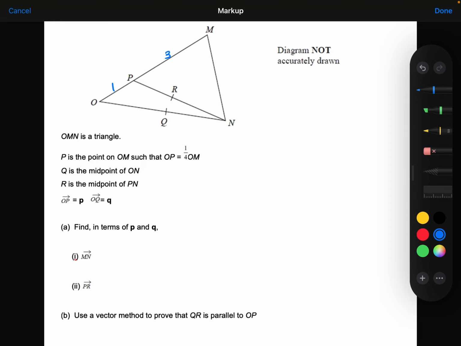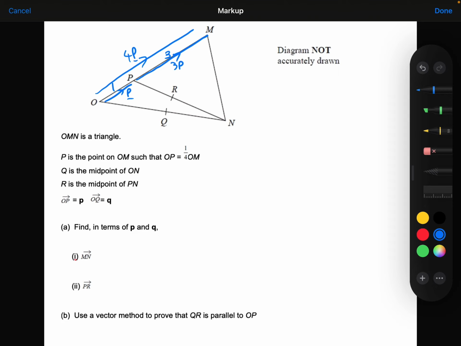We're then told that Q is the midpoint of ON, so that's in the middle. R is the midpoint of PN, so that's in the middle. We're told that O to P is the vector P. Straight away, that's going to allow me to say that P to M is going to be 3 times that, so 3P, which will mean, if I need it, the vector O to M would be 4P, the P plus the 3P.